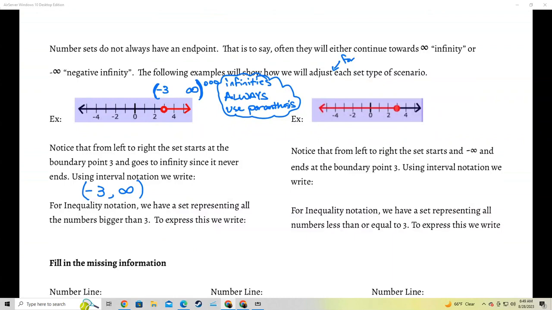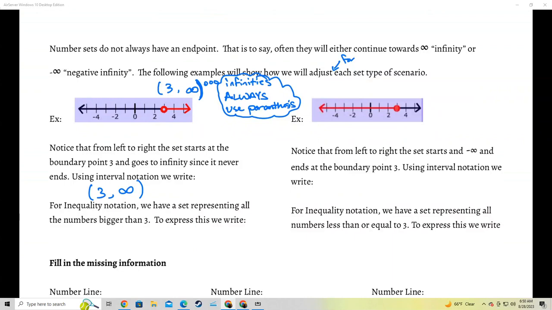For inequality notation, we have a set representing all the x's, all the numbers bigger than that should be a 3. Sorry, it's early, guys. I'm making little mistakes here. That should have been a +3. All right, so from 3 to infinity, we're going to use parentheses.